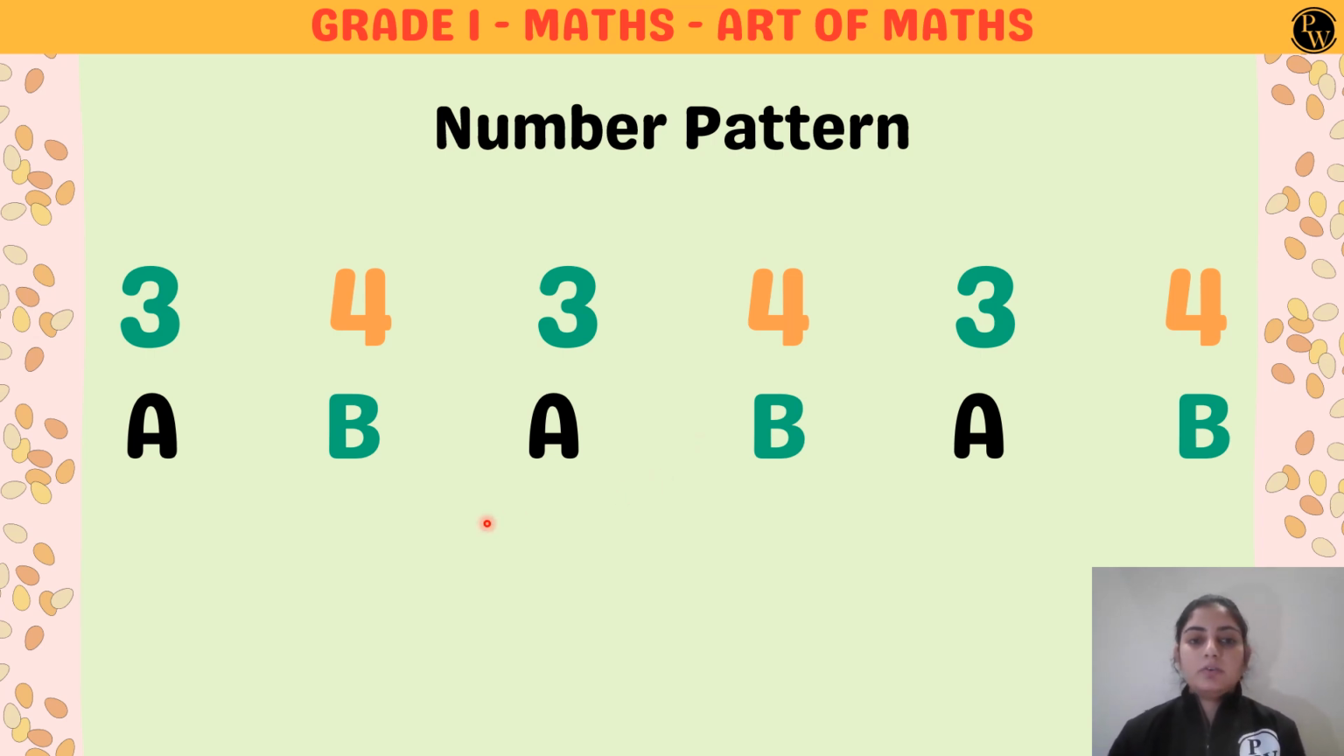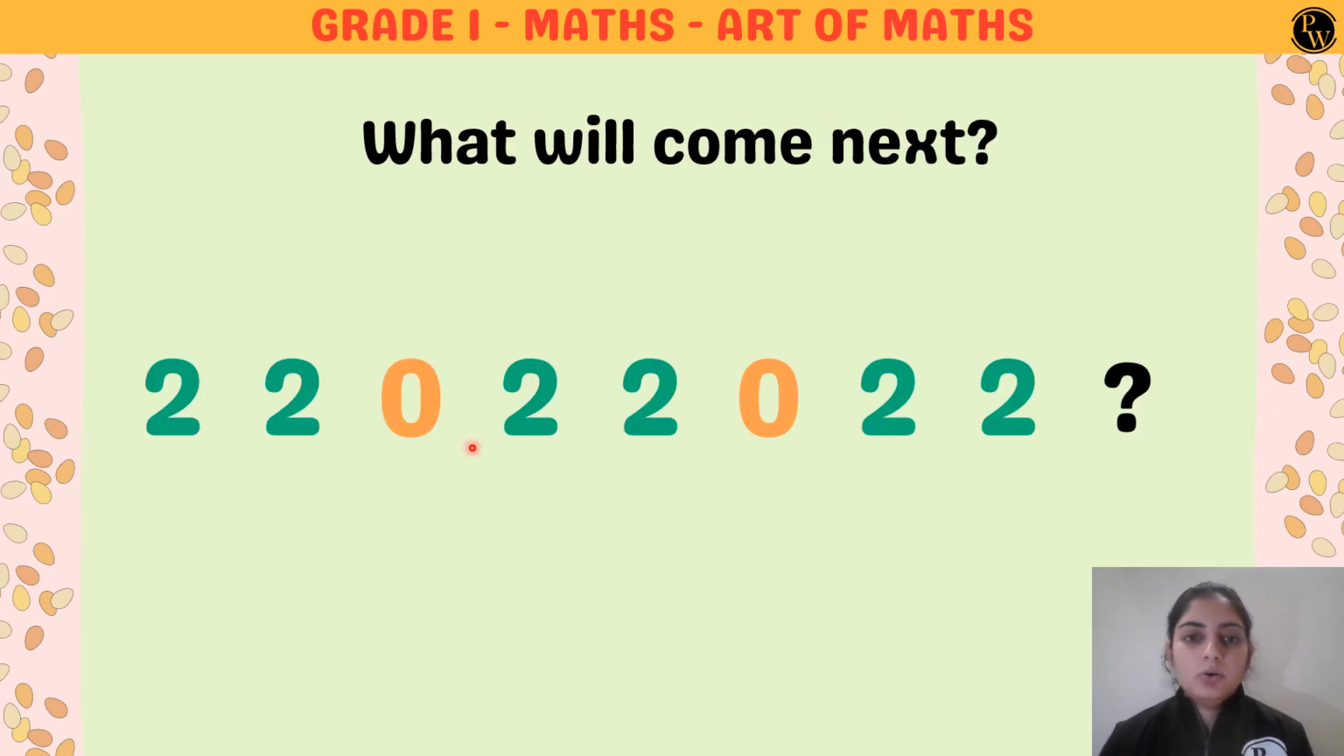Here we can see the repeated pattern is being formed using numbers. So what does repeated mean? It means the same numbers are being repeated. Here we have a 3, then a 4. 3, 4, 3, 4. And if we continue this pattern and repeat the same digits or numbers, we will form a number pattern, right? So here the pattern is A, B, A, B, A, B. Well done. Now, let me see if you can answer this. What will come next here?